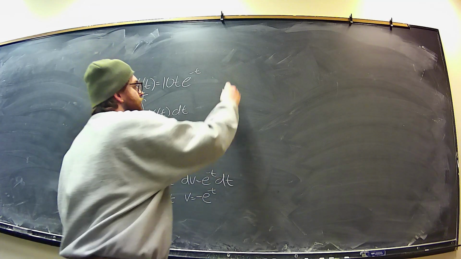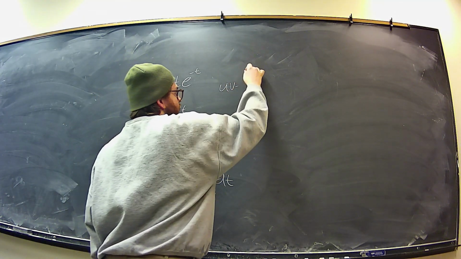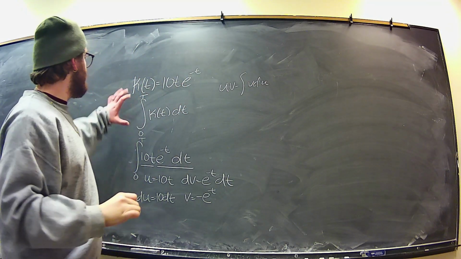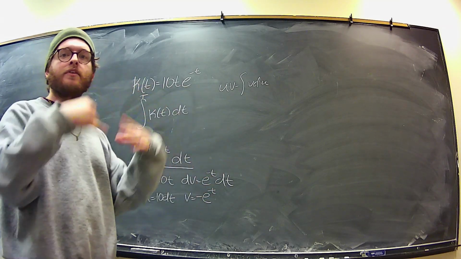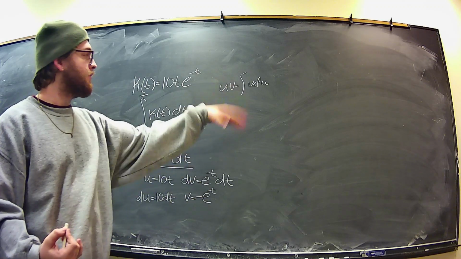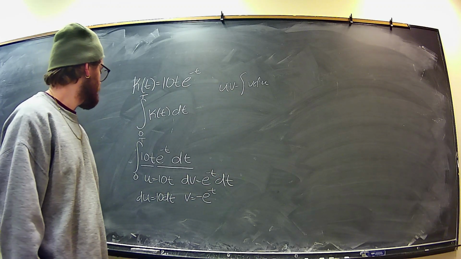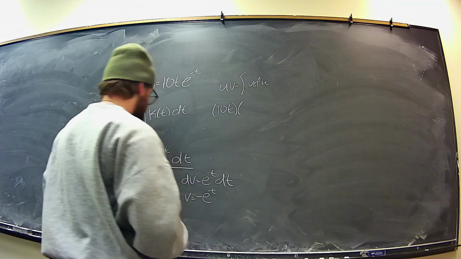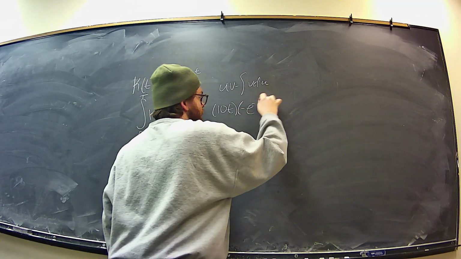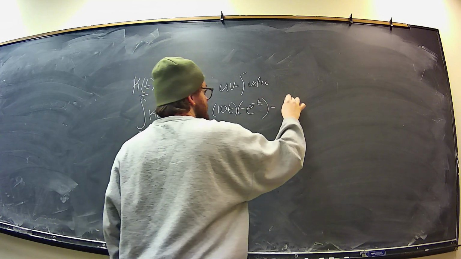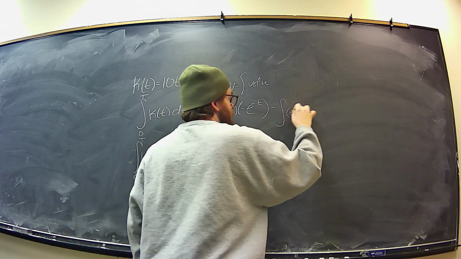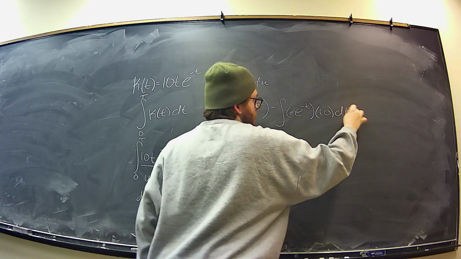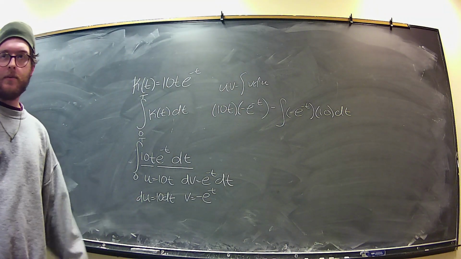Then we can write it out. uv minus the integral of v du. And notice here I'm going to drop the bounds for now, and then I'm going to evaluate with the bounds at the very end after we've gone through and done all of our stuff. So here we've got 10t, v is negative e to the negative t, and then minus the integral of negative e to the negative t times 10 dt, because our du is 10 dt.